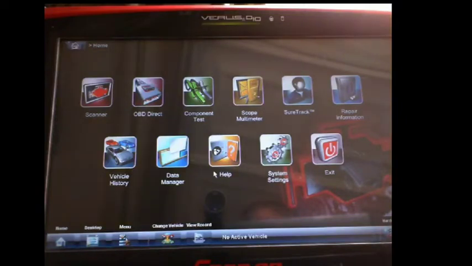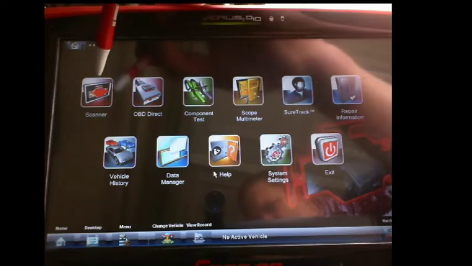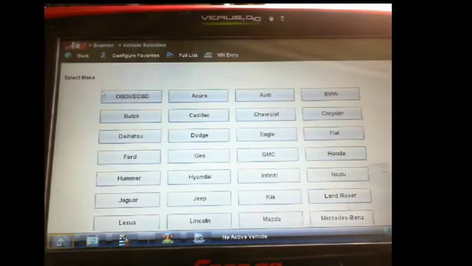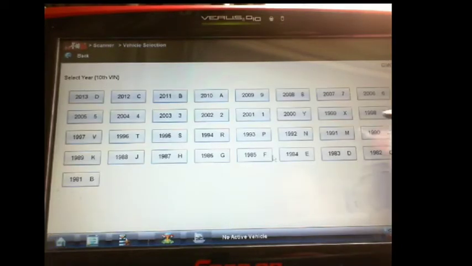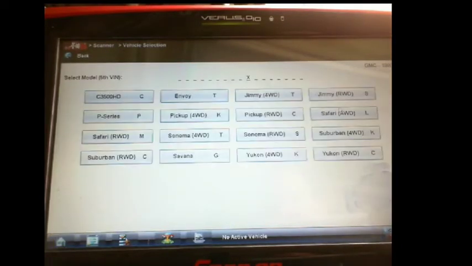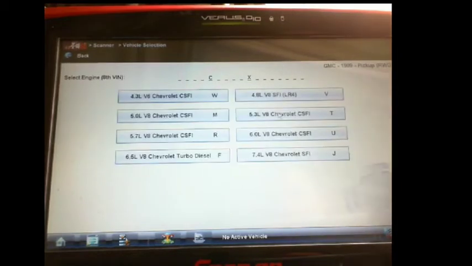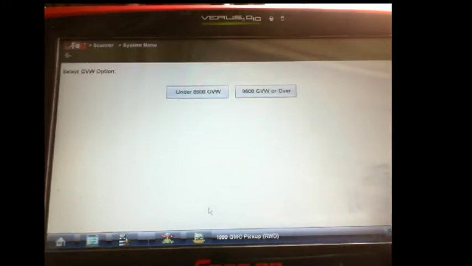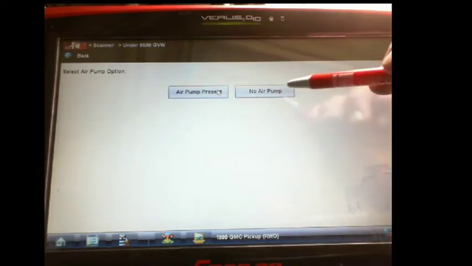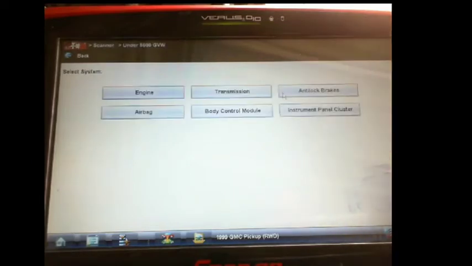So we've got our scanner here. We're going to start building our vehicle. We're going to go into the scanner and build this thing out. We've got a GMC, a 1999 pickup, a 5.3. Go ahead and load that. We're under 8600. We have no air pump. So now this is our base menu.